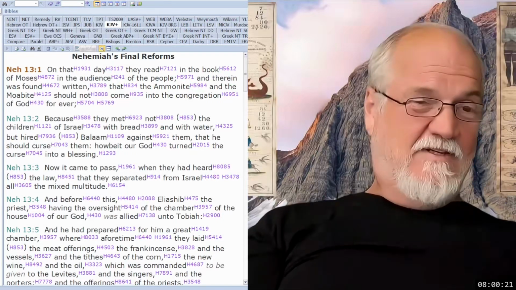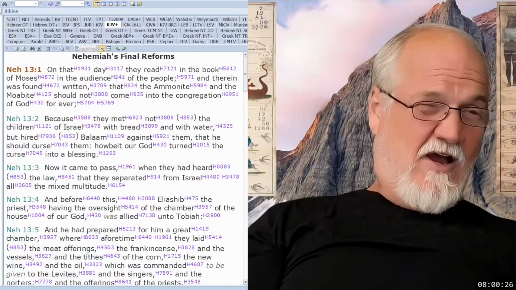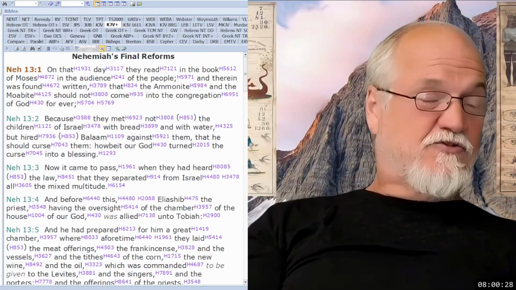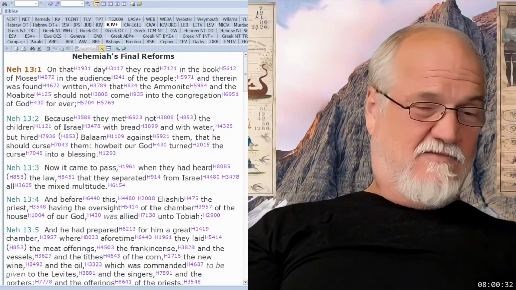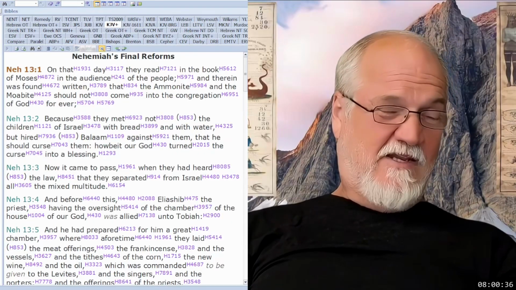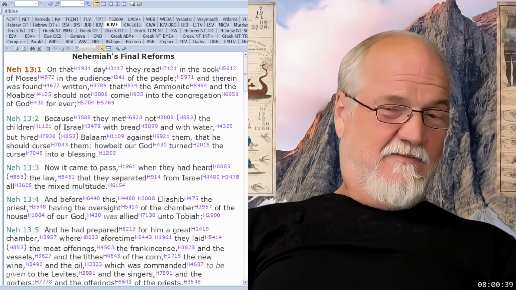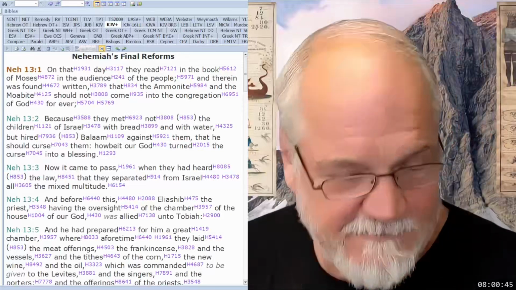Yeah, exactly. So we can tie this whole structure together to Trump being this reformer, paralleling Nehemiah. So, okay. Well, let's close with prayer.